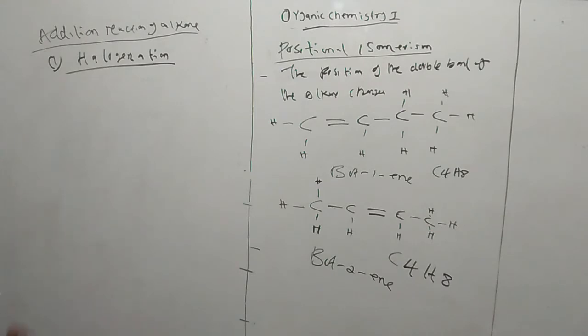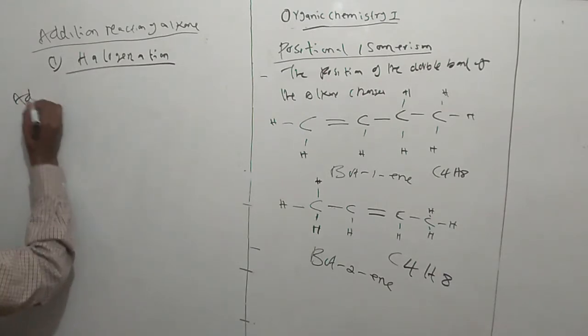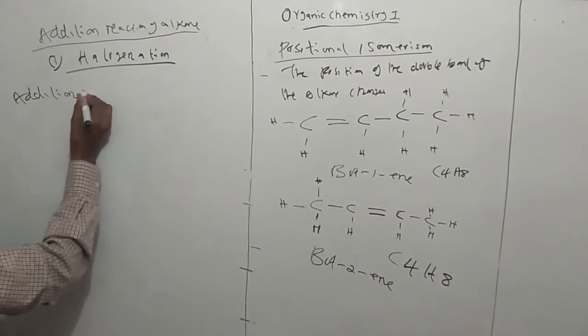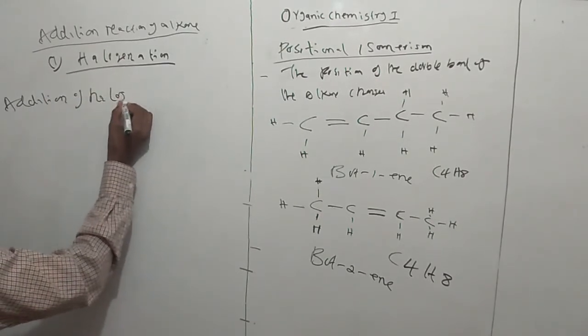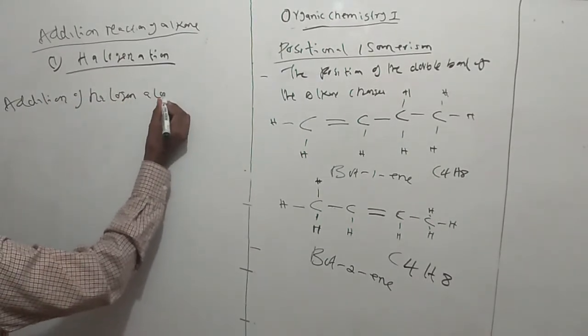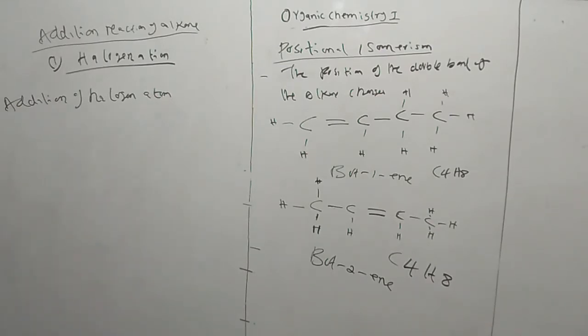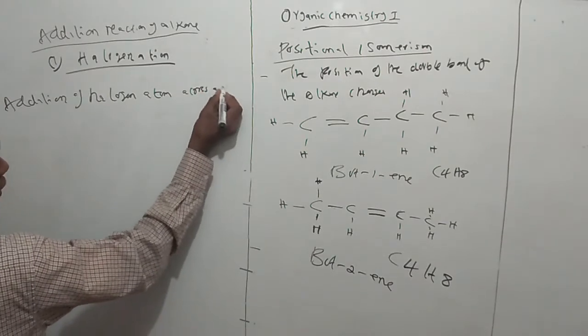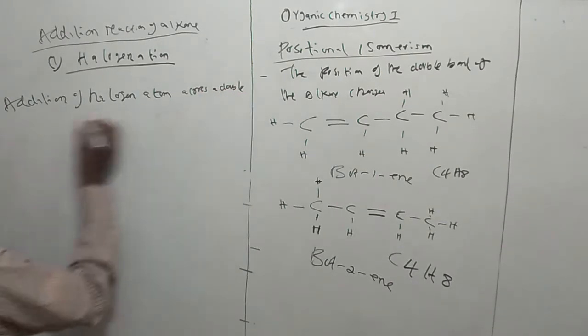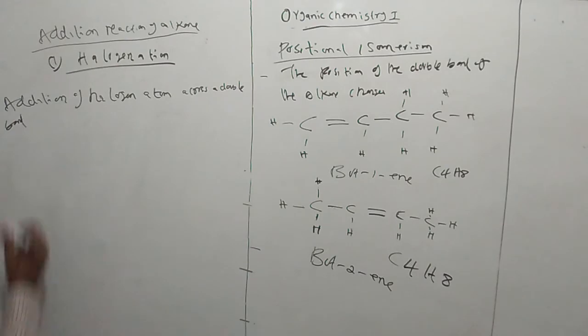Remember, halogenation is the addition of halogen atoms across a double bond. You can take an example. Let's take the case of ethene.